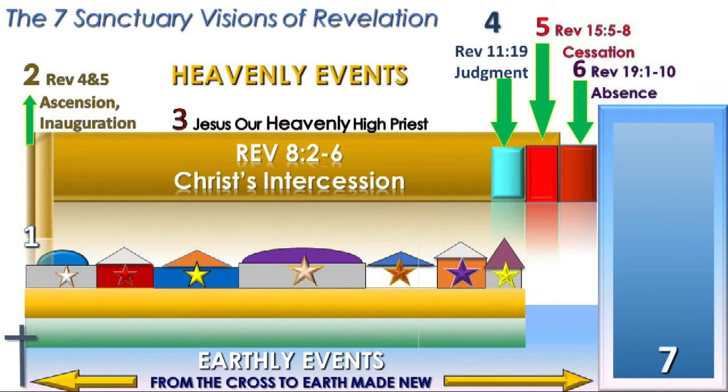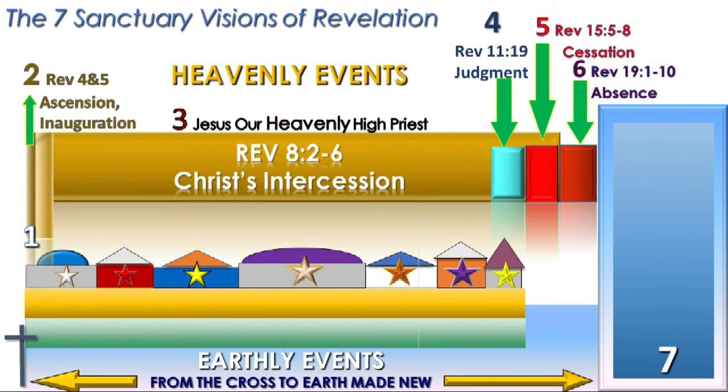So you have number 4 is the judgment in Revelation 11:19, where we look into the most holy compartment, and then everything comes to a stop in chapter 15, and then things are completely ceased in Revelation 19:1-10. Nobody's there. How come? Well, now here's the slide we started with.